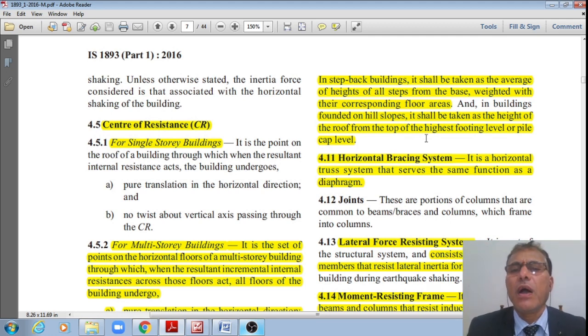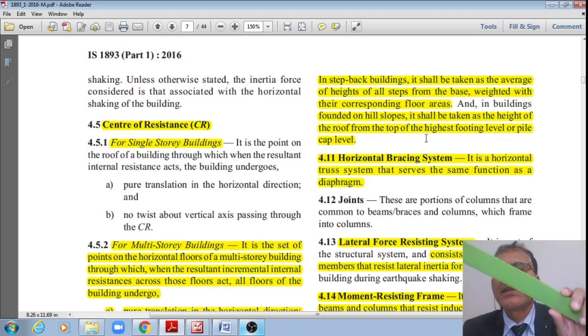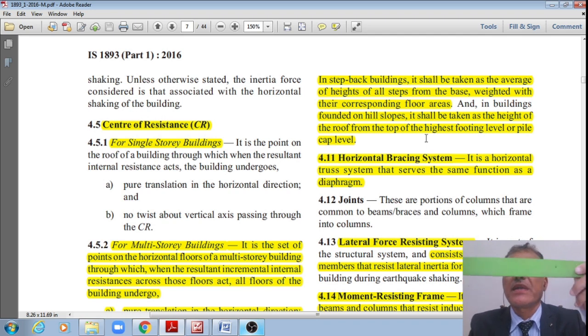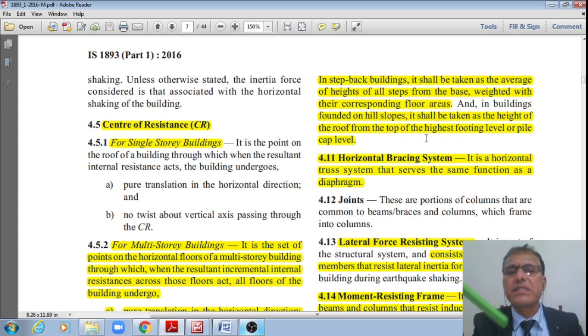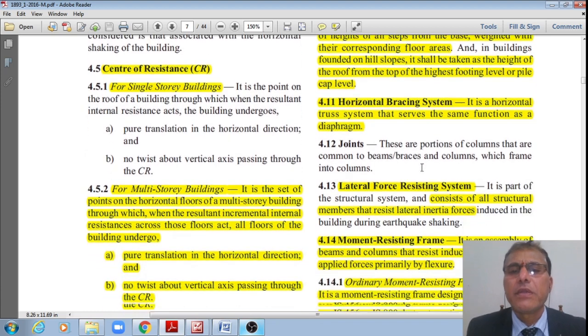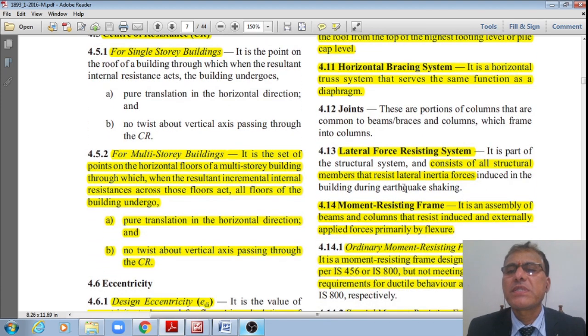Next one, horizontal bracing system. It is a horizontal truss system that serves the same function as that of the diaphragm. Previously the diaphragm was horizontal; now we are saying horizontal bracing system, which serves like a diaphragm. Now, next one is a lateral force resisting system. It is a part of the structural system consisting of all the structural members that resist lateral inertia forces.